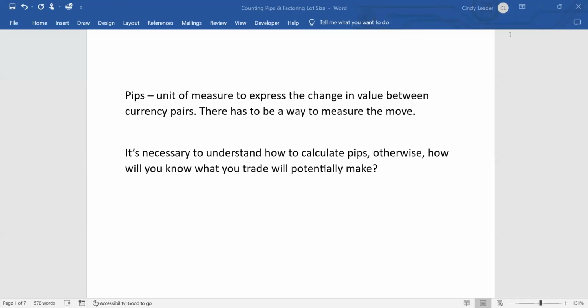So again, pip is just a unit of measurement that tells you the difference between the two pairs that you're trading. That could be any market, that could be metals, that could be the indices, that could be any kind of crypto or altcoin, that could be any major pair, minor pair, an exotic pair. So they're not wildly different, but there are some differences. And I will tell you a little story about that.